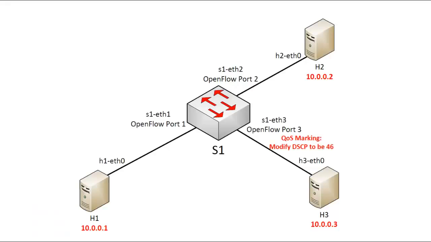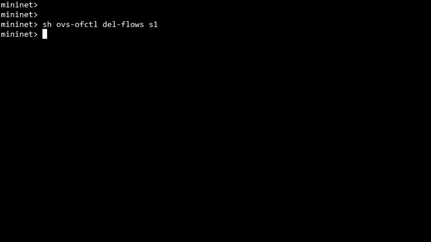Layer 3 matching. Now let's match on IP addresses at layer 3. I'll let all the hosts talk to one another in this example. Also, I'll do a packet modification. I'll give all packets coming from h3 a DSCP value of 46. So maybe I want to do this for quality of service to mark packets from h3 for expedited forwarding. Let's clean up our old flows, and now I'll add some layer 3 rules.